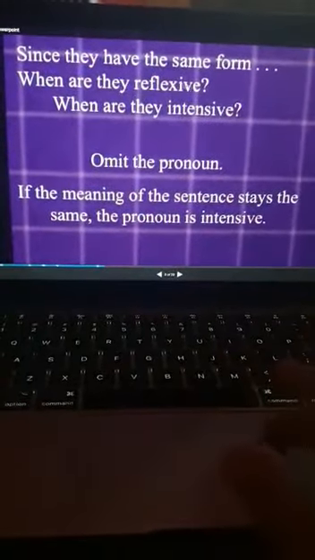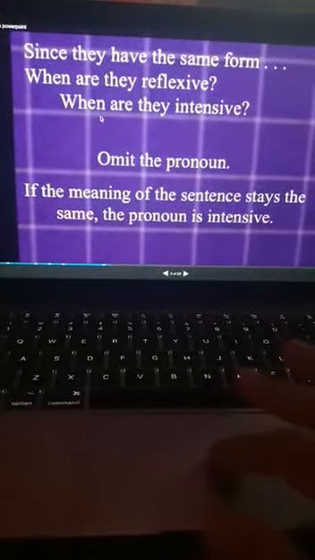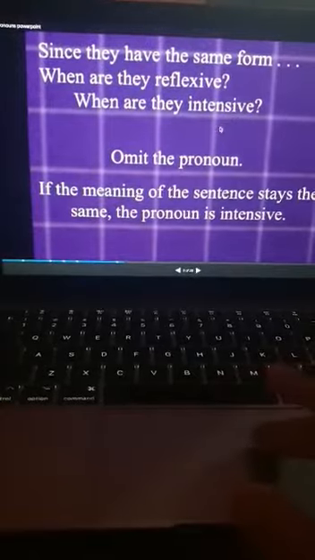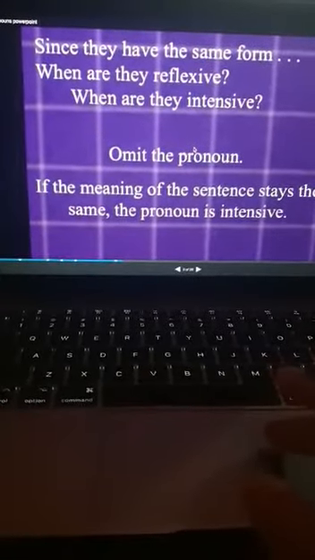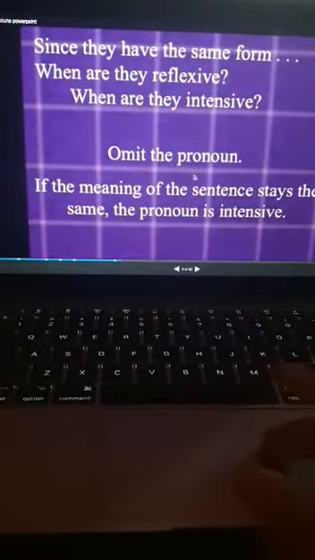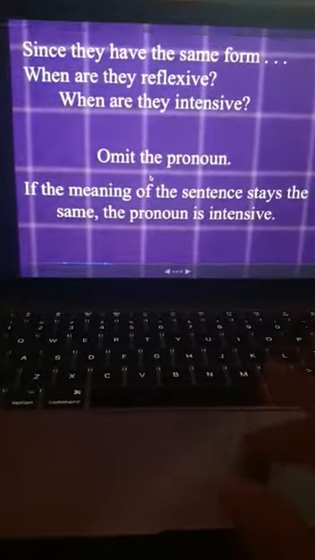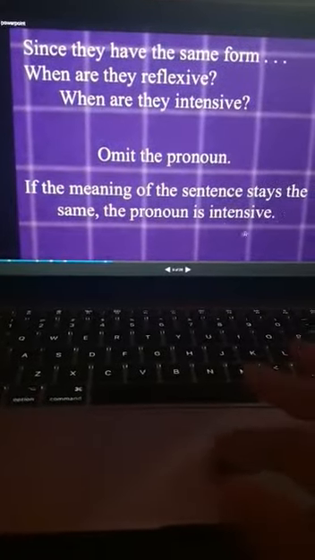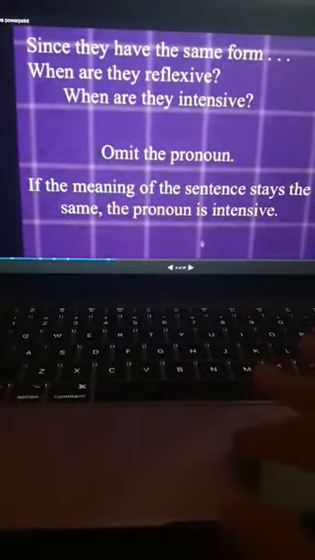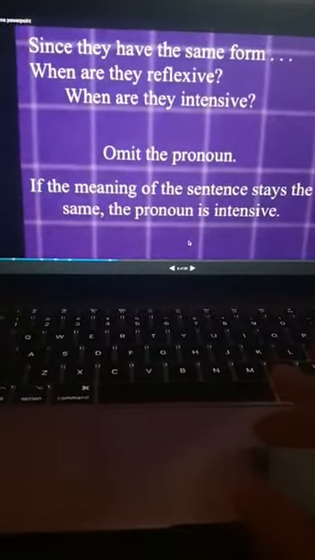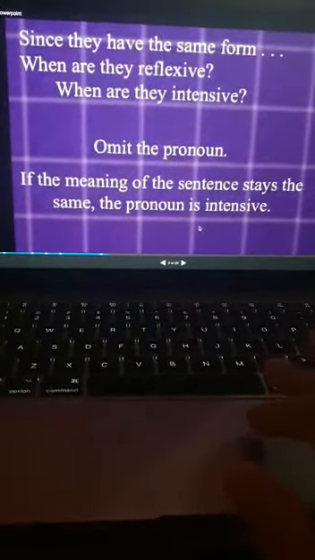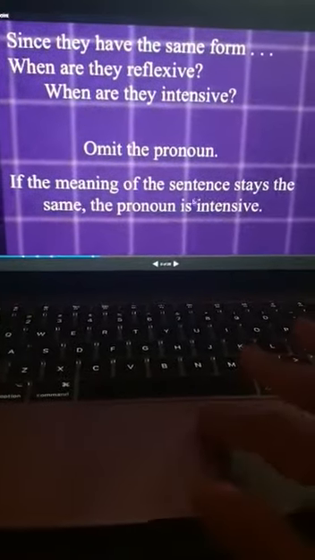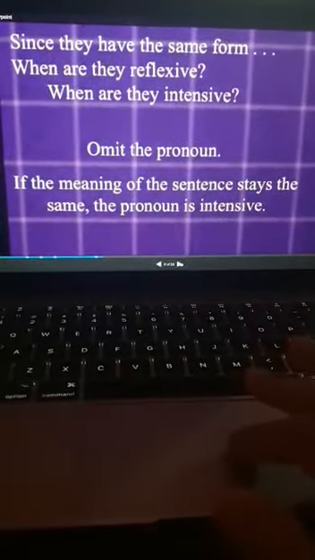Now, they have the same form when they are reflexive and when they are intensive. Intensive pronouns also are used with self at the end, but we can sometimes omit this pronoun, and if it does not give too much weight to the meaning, then that kind of reflexive pronoun is an intensive pronoun. This is the difference between a reflexive and the intensive pronoun. They are the same, but when we can do without that pronoun in a sentence, when the meaning doesn't change much, then it is the intensive pronoun.